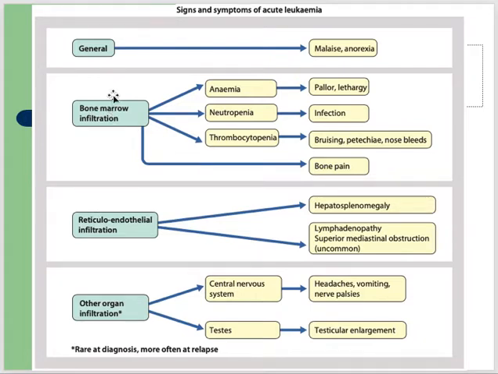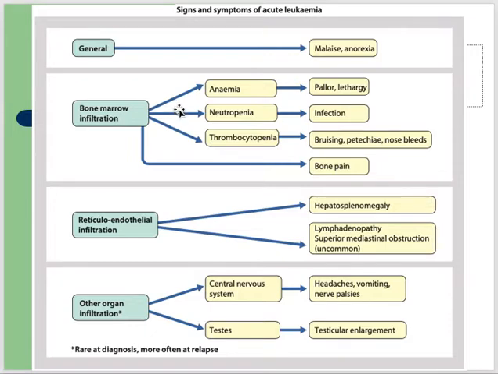So these are the general symptoms over here, right? Malaise and anorexia. But whenever they infiltrate the bone marrow, see, the bone marrow is the area which is producing all the RBCs, WBCs, and platelets. And when the bone marrow is infiltrated by leukemic cells, the other cells will not form. Even the cells which the bone marrow is forming at a higher rate are abnormal. They cannot do their function.